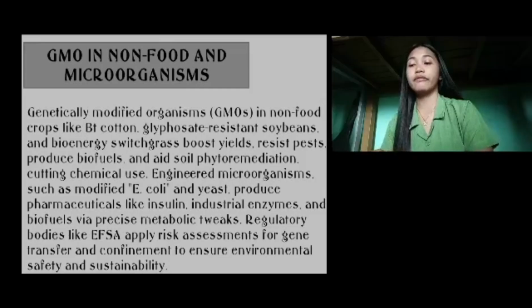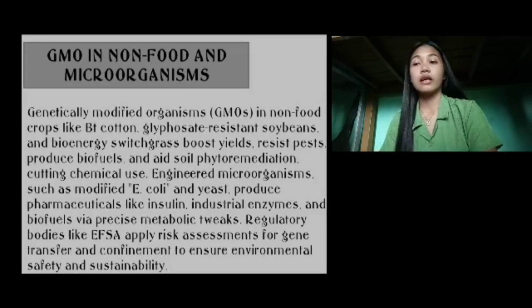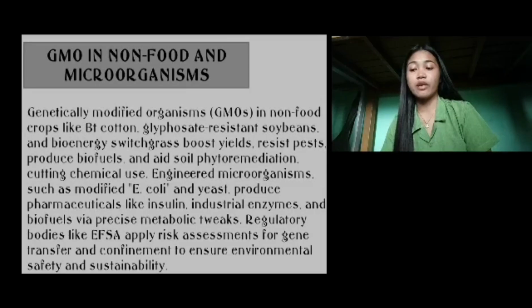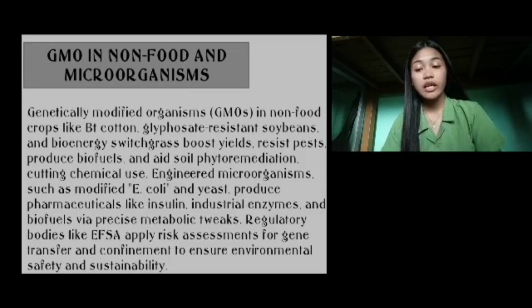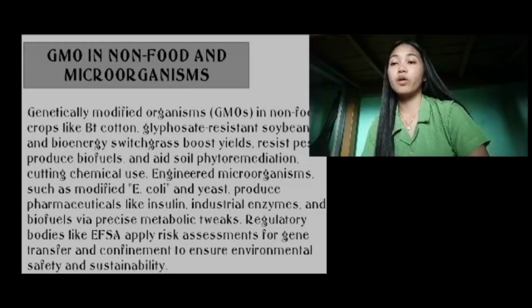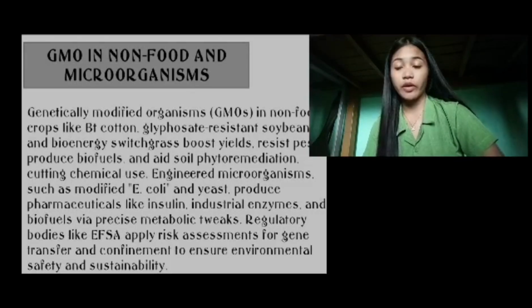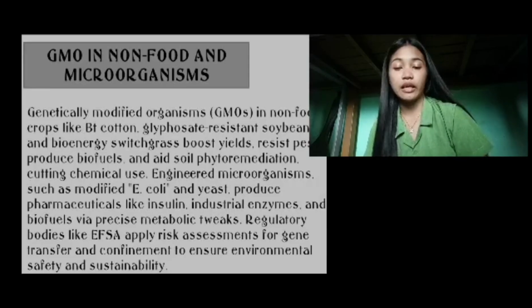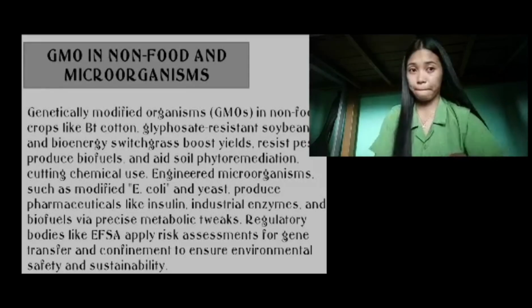And the examples of non-food crops and microorganisms: first is BT cotton. BT cotton is a fighter against insects, and switchgrass is biofuel, which is a cleaner type of energy. In short, GMO non-food crops and microorganisms help people by making medicine, energy, and cleaning the environment. They are very important even though we do not eat them.